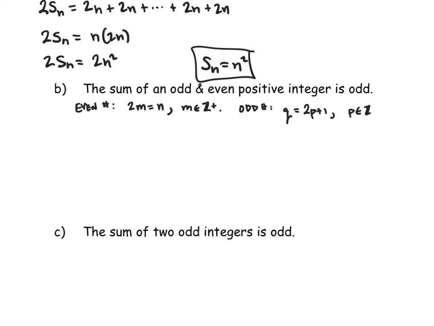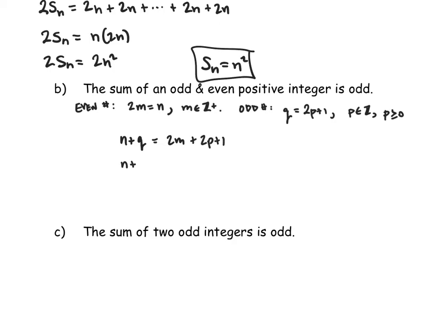Okay, so actually, excuse me, let me correct myself. It's not a positive integer, it's an integer such that p is greater than or equal to 0. Because if p equals 0, then q equals 1. Okay, so the sum of an odd and even integer. So let's take n plus q. And we want to show that that's odd. Okay, so n is 2m, and q is 2p plus 1.